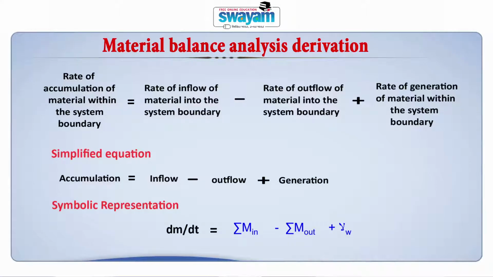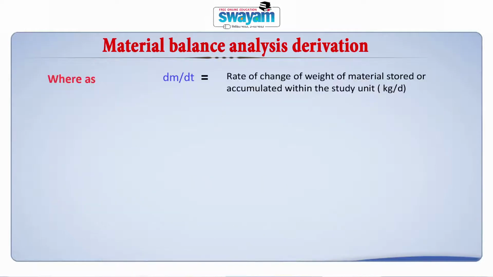In a simplified form, you can write it as accumulation is equal to inflow minus outflow plus or minus generation. Symbolically, this is represented as dm/dt is equal to the sum of mass inflow minus the sum of mass outflow plus or minus W. Now, dm/dt is the rate of change of mass of material within the controlled volume or system boundary.